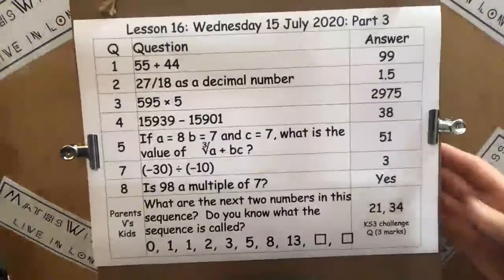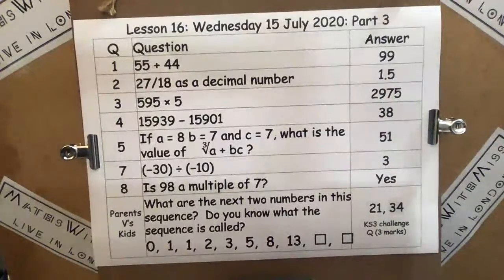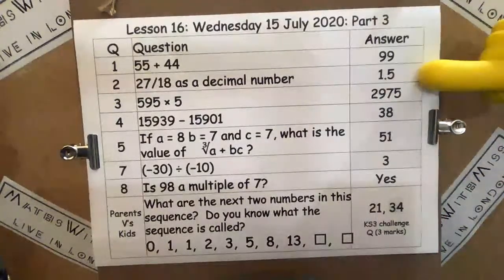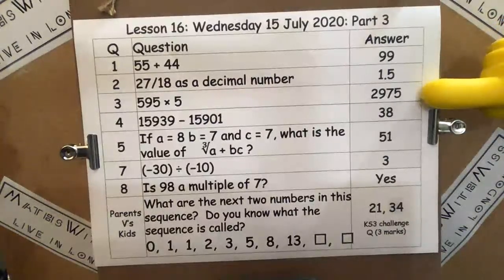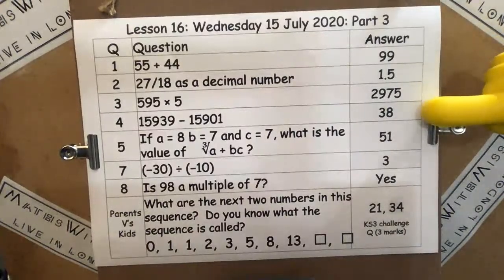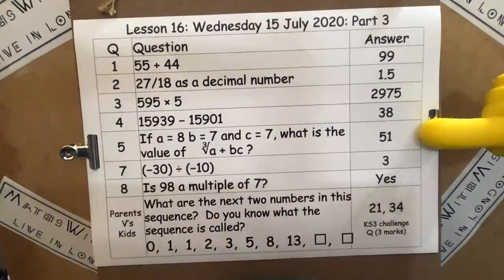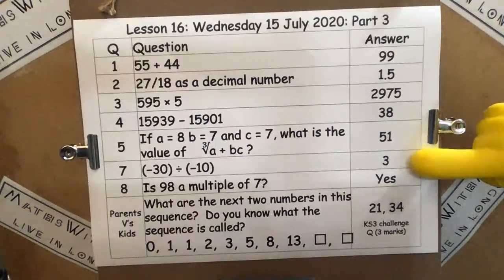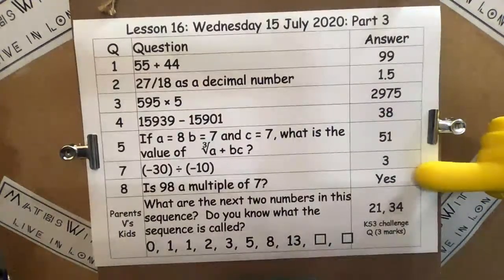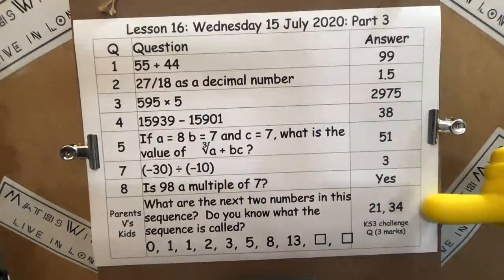Question 1 is 99. Question 2 is 1.5. Question 3 is 2,975. Question 4 is 38. Question 5 is 51. Oh, my numbers have gone wrong. I do apologize. Question 6, that should be, is 3. Question 7 is yes.